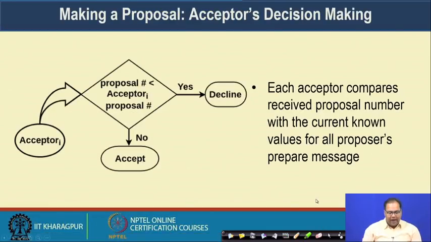Then the acceptor works in this way, the algorithm that I have mentioned: if the proposal number is less than the acceptor's promised proposal number, if your current proposal number is lower than the proposal number that you have, then you decline it, otherwise you accept it. So, each acceptor compares the received proposal number with the current known values for all the proposers' prepare messages, and if you are getting a higher number, then you accept it, otherwise you decline it.